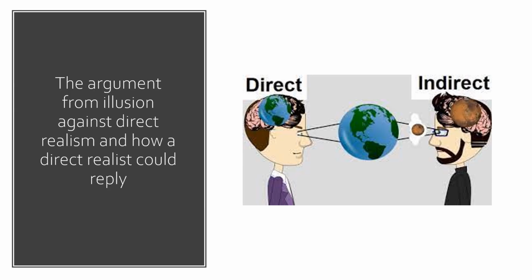So the first part would be the classic argument from illusion against direct realism, supporting indirect realism and the idea of sense data. And then we'll look at how a direct realist could reply. So you can think of this as a kind of exchange or a debate throughout this topic between indirect realists and direct realists over whether we need sense data to explain our perceptions.